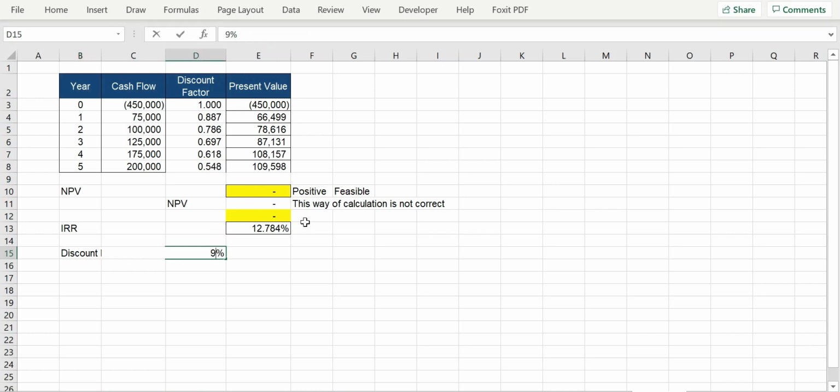If the IRR is higher than the cost of capital, which is a good project, a viable project, so you can accept the project. If not, the project will not be a viable project.